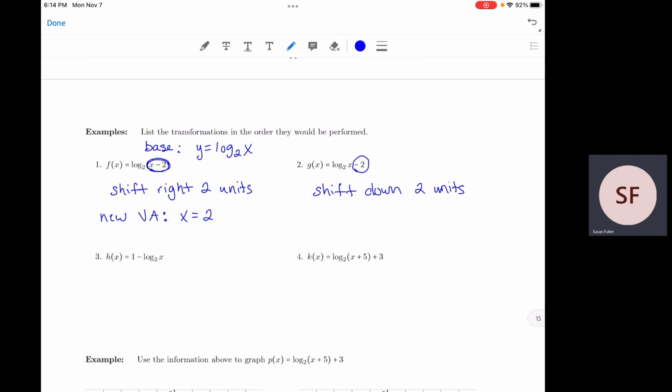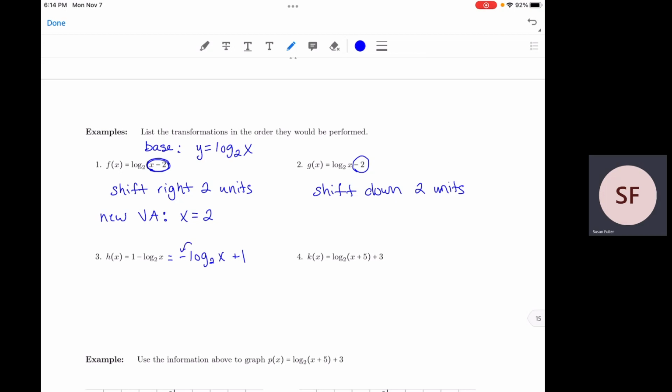All right, number 3 here. This looks a little different than the way that we've been organizing these before. So to make this make a little more sense with my brain, I'm going to reorganize this a little bit. And this is going to be negative log base 2 of x plus 1. That makes it a little bit easier to see exactly what's happening here.